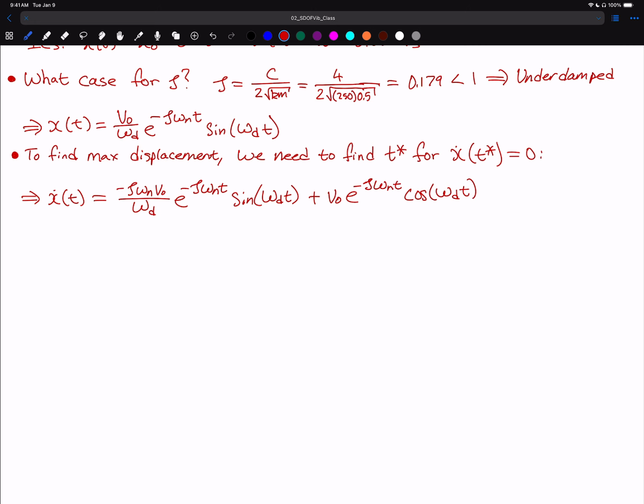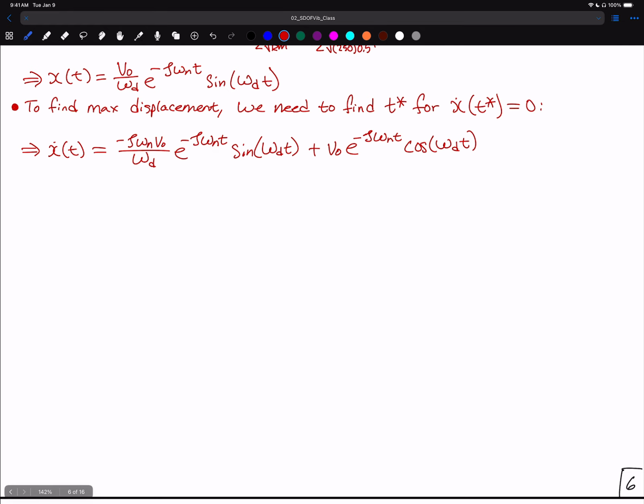Okay, let us group up some similar terms, and we'll get here that x dot of t is equal to v0 e to the minus zeta omega n t times the quantity cosine of omega d t minus zeta omega n over omega d times the sine of omega d t.